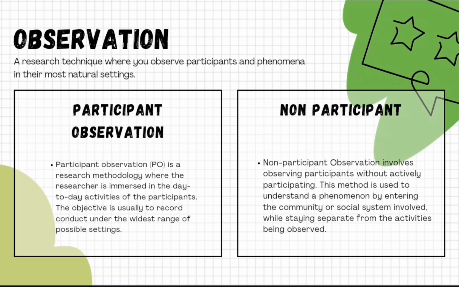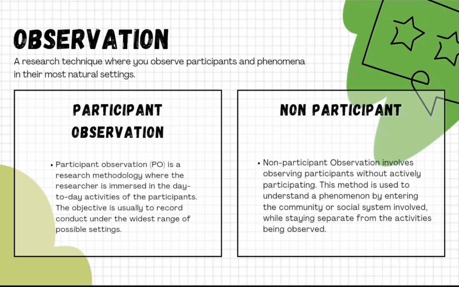Examples of this form of participant observation include studies where researchers lived for long periods of time among different ethnic, cultural, or religious communities. Non-participant observation involves observing participants without actively participating. This method is used to understand a phenomenon by entering the community or social system involved, while staying separate from the activities being observed. So, what is the difference between participant and non-participant observation?